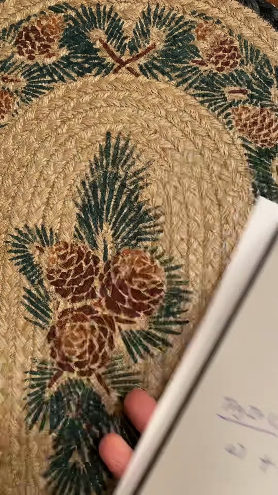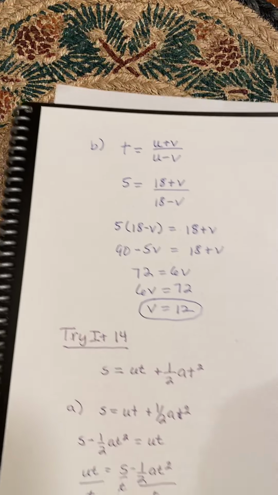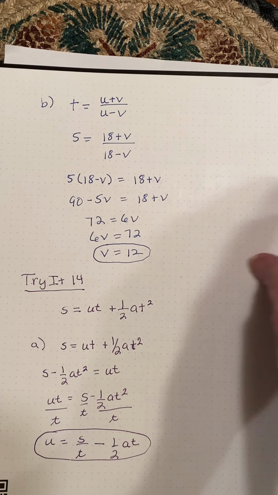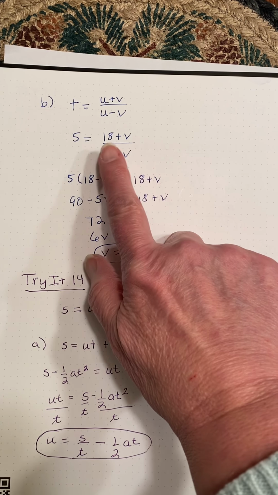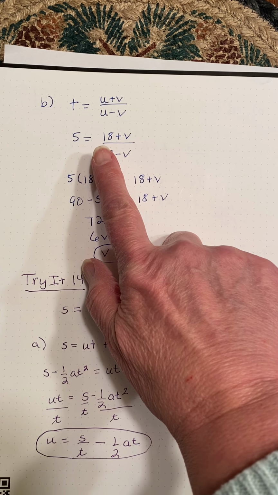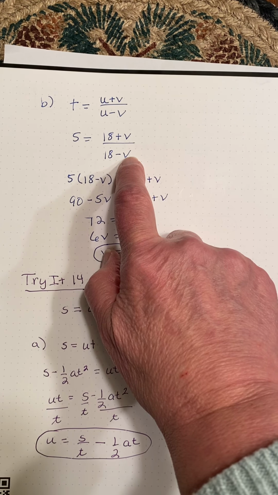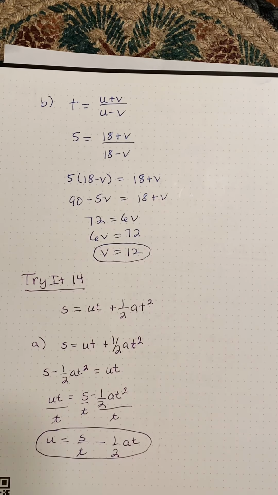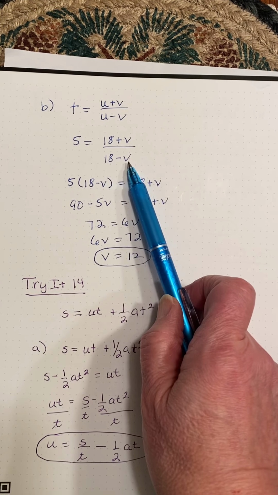In part B, starting on page 122, oops, I forgot letter B. Sorry, back to page 121. So sorry. Same formula. And now we are going to find the value of V when U is 18 and T is 5. So 5 is going to equal (18 plus V) over (18 minus V).